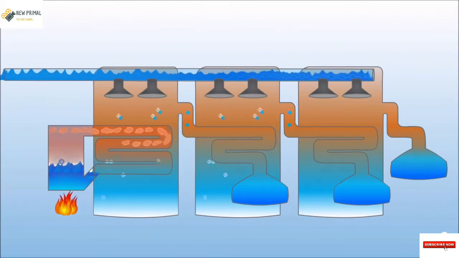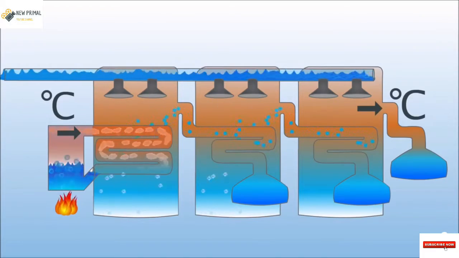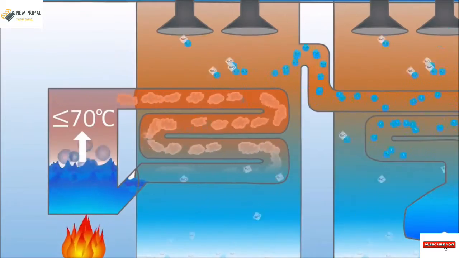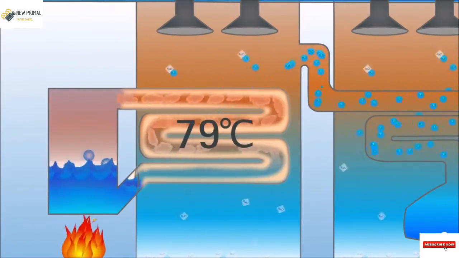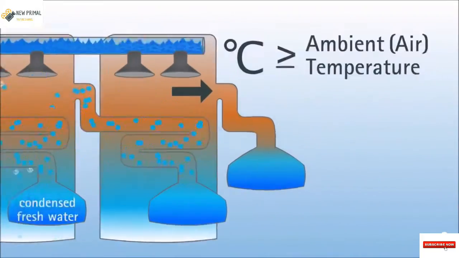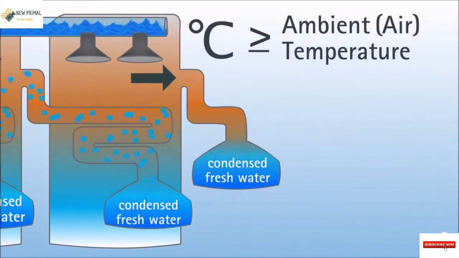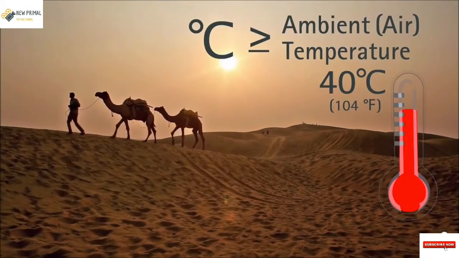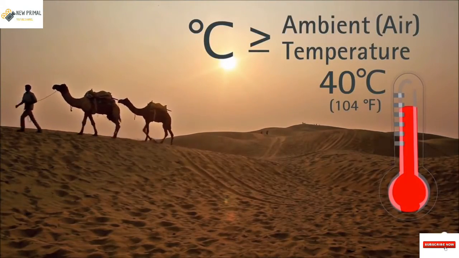Unfortunately, the process is physically limited by the first and last temperatures in the sequence. The input temperature cannot be more than 70 degrees Celsius, or minerals in the seawater will cause scaling on the pipes. The output temperature has to be at least the ambient temperature so that the water will condense. This temperature can often exceed 40 degrees Celsius in arid places where desalination is the most needed.